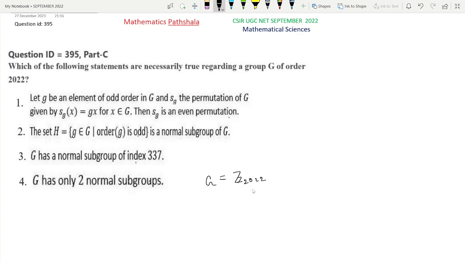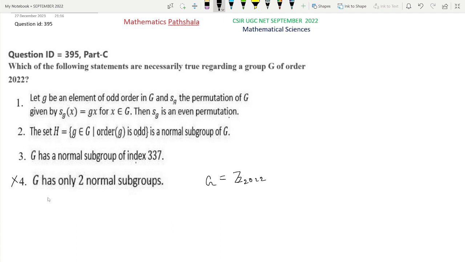So 2022 has more than 3 divisors. In fact 2 is a divisor, 3 is a divisor, in fact also 6 is a divisor. Since G is abelian, there are subgroups of all such orders and all subgroups are normal subgroups. So G has at least 3 normal subgroups, and there is another subgroup, say the subgroup of order 1011, that is also normal. So G has more than 2 normal subgroups. So option 4 is not true in general.